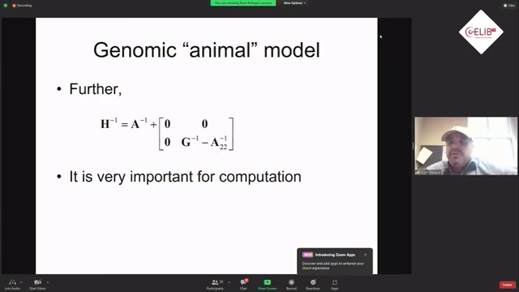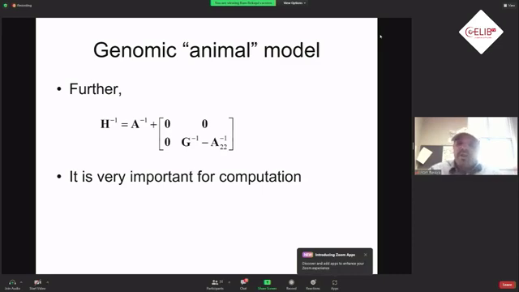But this form of putting the additive relationships between genotyped and non-genotyped animals through this matrix H minus 1 has facilitated enormously the adoption of this type of thing.